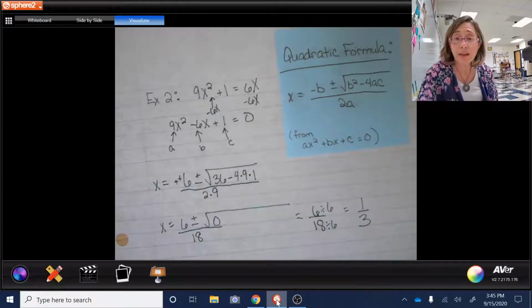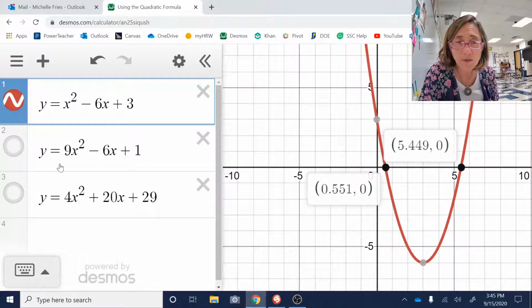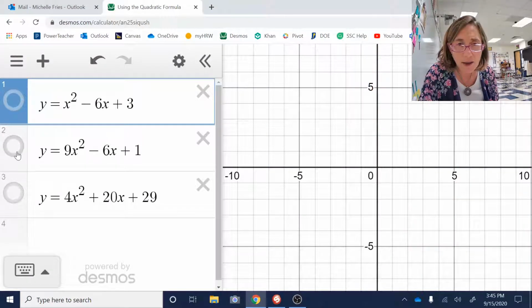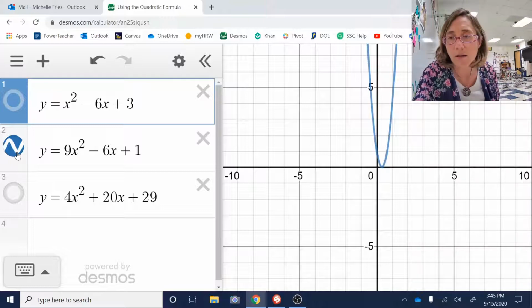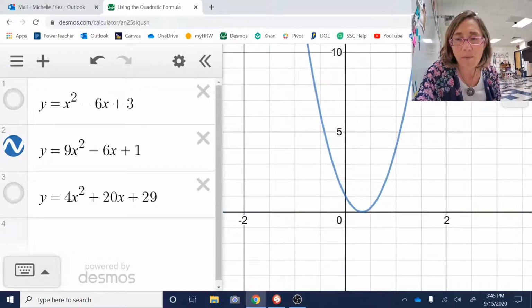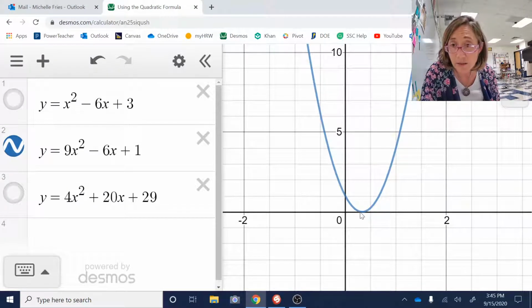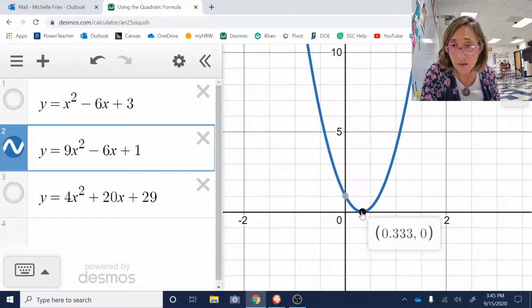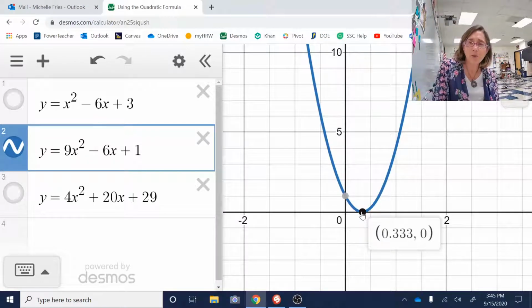So let me show you the connected graph of that. So let me pull up Desmos here. So it's not that red one. Now it is this blue graph here. Okay, so remember the solutions are the x-intercepts. So do you see how that x value is 0.333? That's the decimal approximation for 1/3. So that matches. We just have one solution, one root, one x-intercept there, because it happens that the vertex is what's sitting right there on the x-axis. So that's why we only got one solution there. Okay, so now for our third example.